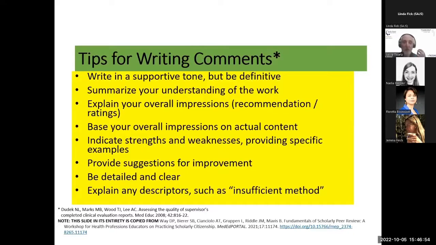Be careful to focus on strengths and weaknesses, and particularly when you're talking about weaknesses, you can't say the logic is terrible here. Give specific examples where there are problems and show how they can make it better. So provide suggestions for improvement. Be as detailed and as clear as you can. I often say, my heart sinks as an author when I get a very long peer review. But generally when I get a long peer review, it's because people have done these things and it's the most helpful peer review. And explain things. So to say insufficient methods doesn't tell the author anything. Explain what is wrong with the methods.